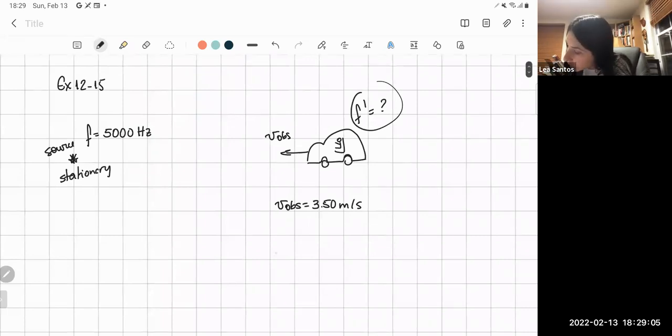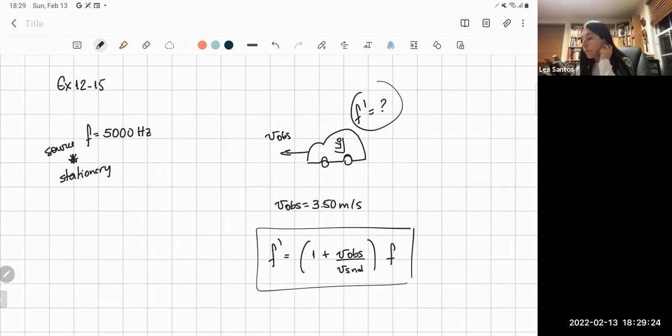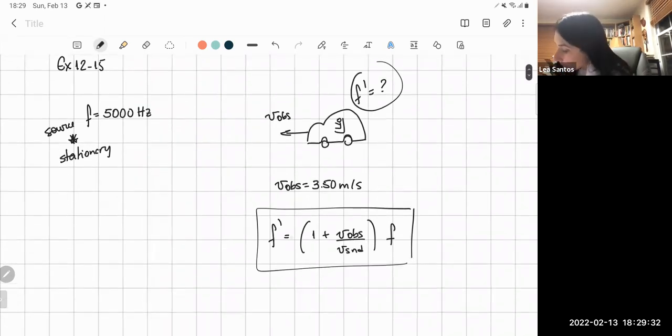Now, to obtain that new frequency, since we have the observer moving toward the source, we would use this equation, which is 1 plus speed of the observer divided by the speed of sound, multiplied by the frequency. So if we put all the numbers here, we are going to get the frequency that this person is going to hear. I'll call this the frequency that the observer hears, F prime. If you put the numbers, you will find 5051 hertz.